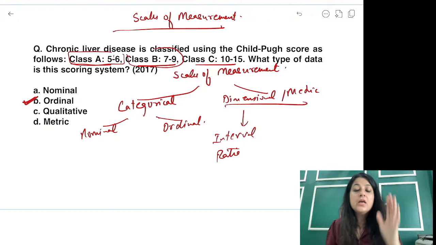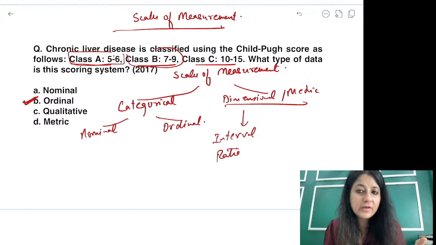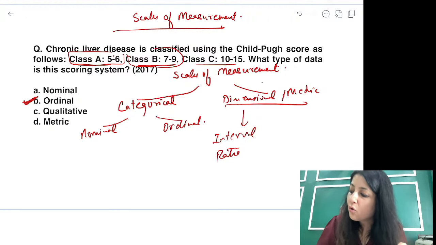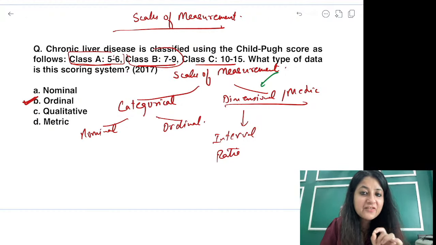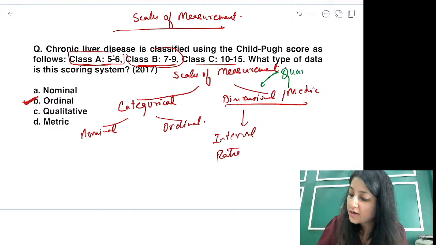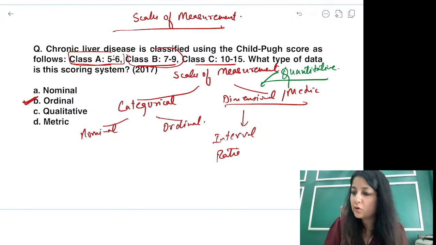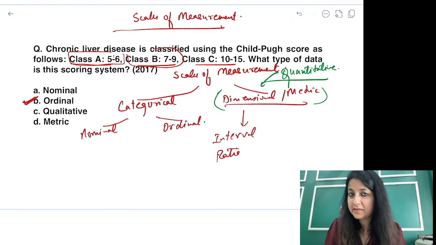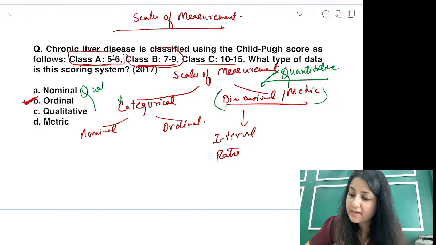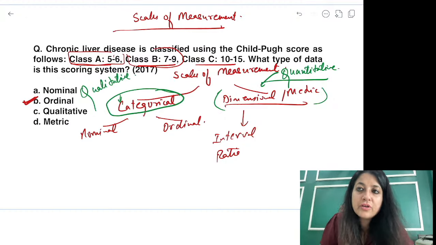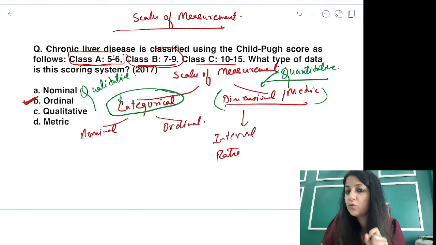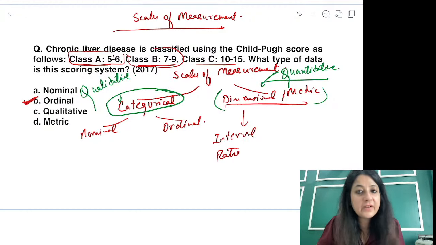Now, moral of the story, you just did quantitative versus qualitative. All the quantitative variables will be measured on which scale? Dimensional or metric. Remember this. All the qualitative variables will be measured on which scale? Categorical. And now I'm sure you know how to differentiate between quantitative and qualitative. Quantitative are measurable. Just ask yourself, do they have a unit or not?